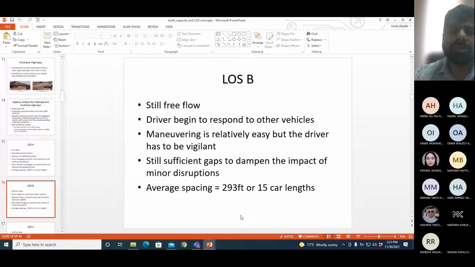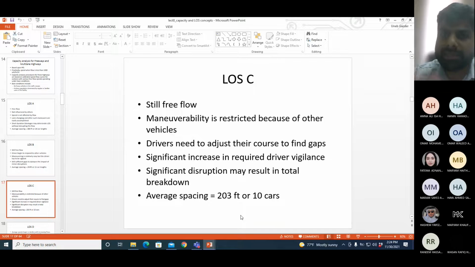These disruptions may cause the level of service to deteriorate. So if a lane is blocked in level of service A, because of that blockage, the level of service may deteriorate from A to B to C. But the flow will still remain continuous. Same thing with level of service B as well, and level of service C is more or less the same. The only additional factor here is that maneuverability is restricted.